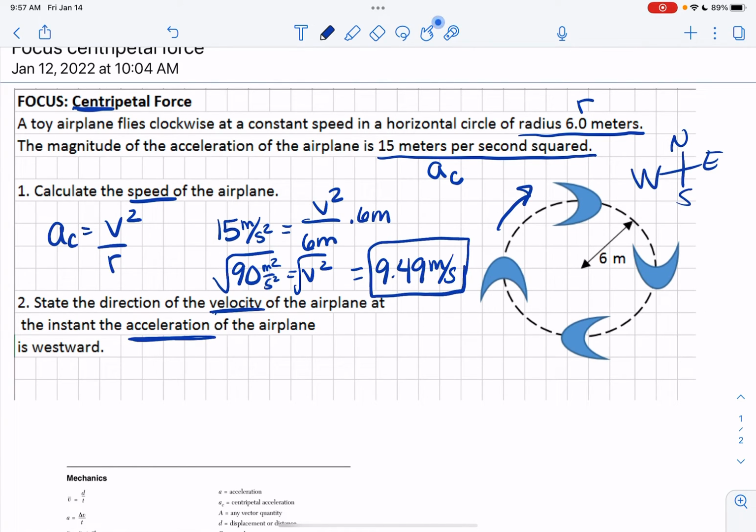Northeast, southwest. So the instant the acceleration is westward is going to be right here. So that's when the centripetal acceleration is westward. And we know that it's moving in the clockwise direction. So that means my velocity vector, which is tangent to the circle, so at a 90-degree angle, is going to be that way. So what direction is that? That is south. And that's how we would answer this focus.